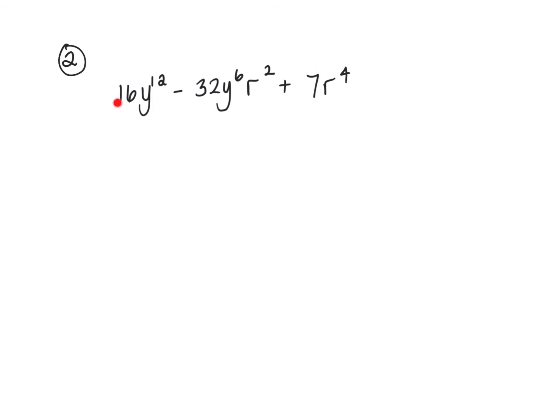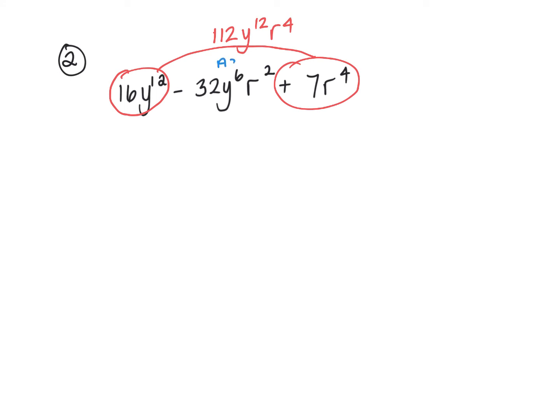So now we have to look at the leading coefficient. The leading coefficient is greater than 1, so we're going to have to use the AC method. We're going to multiply the first and the last. So 16 times 7 is 112. So we have 112y to the 12th, r to the 4th. And we want to find the pairs of numbers that will multiply to that, but simultaneously add to negative 32. So I know we've got all these letters, but we're still doing the same thing that we do with AC. So we're going to go to the y equals, and we're going to put 112 divided by x. And we're going to look for the pair of numbers that add to negative 32.